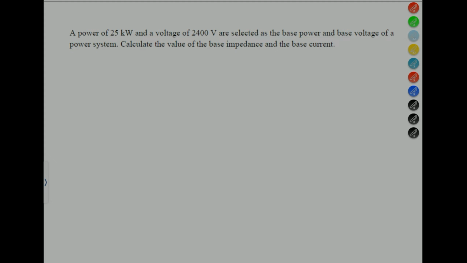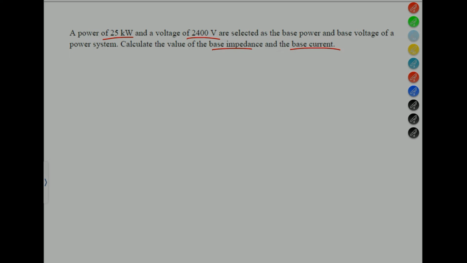Welcome back. This is Ink, and in today's problem, we want to find the base impedance and the base current given the following base of 25 kilowatts and 2.4 kilovolts, or just 2,400 volts.